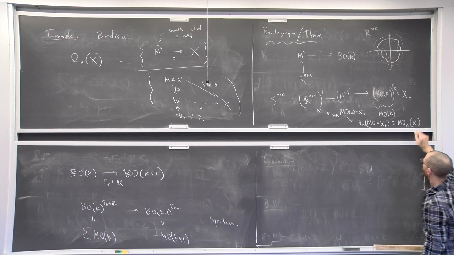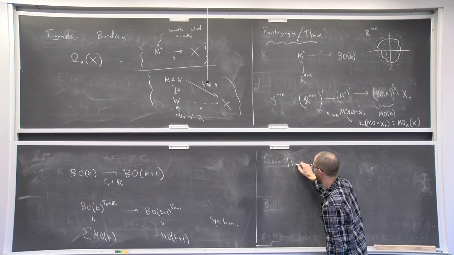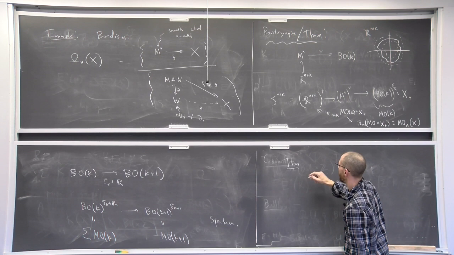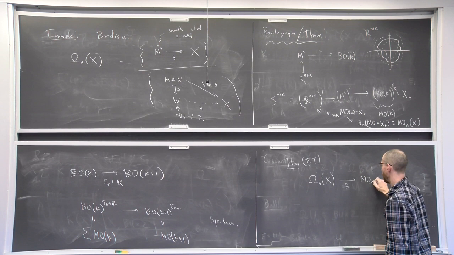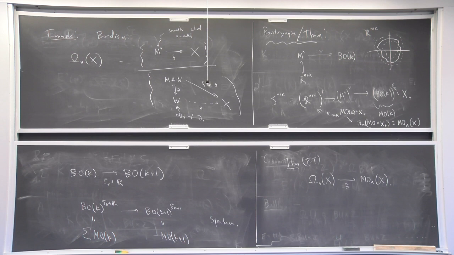And the theorem, I guess in the framed case, this is Pontryagin. In the unoriented case, this is Thom, is that this is an isomorphism. In particular, this gives a nice way of approaching Thom's work on unoriented bordism.